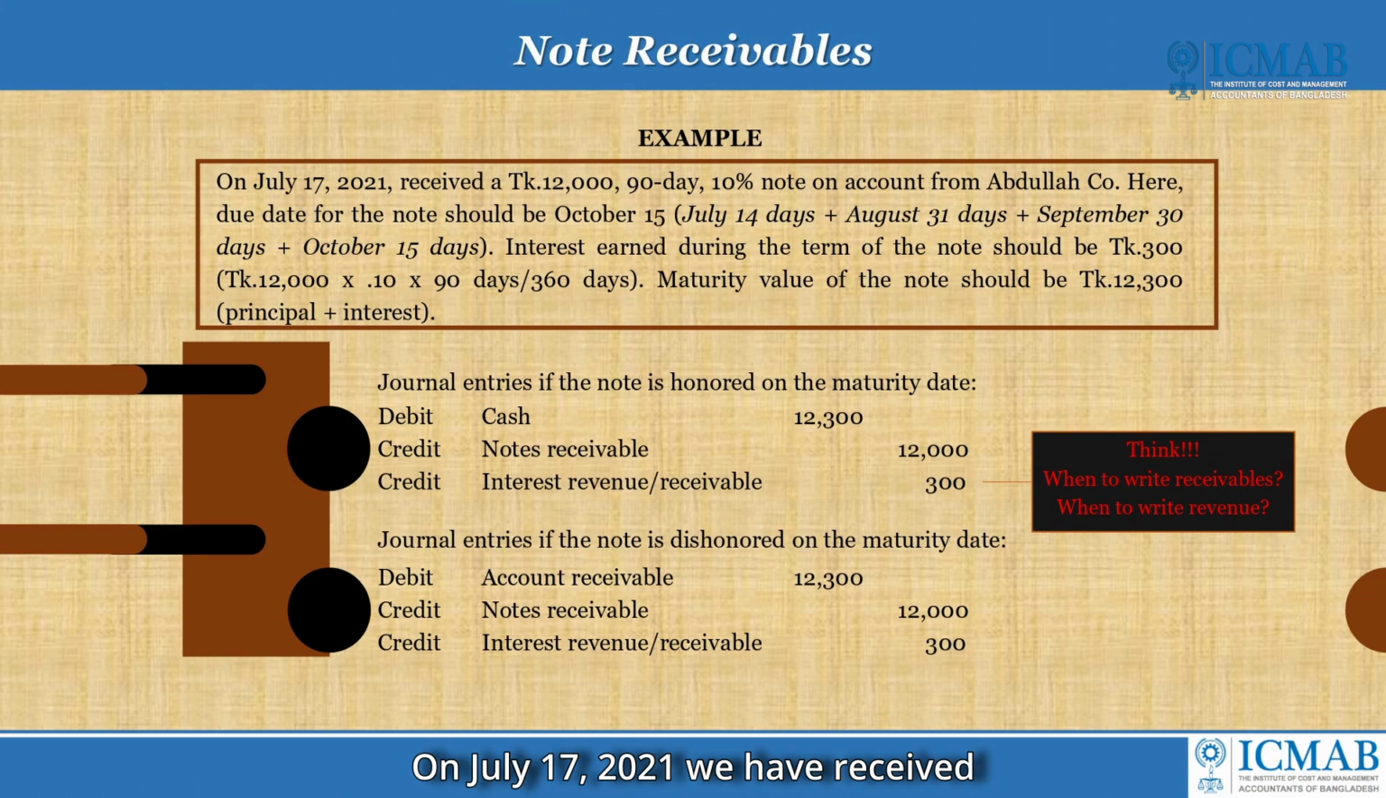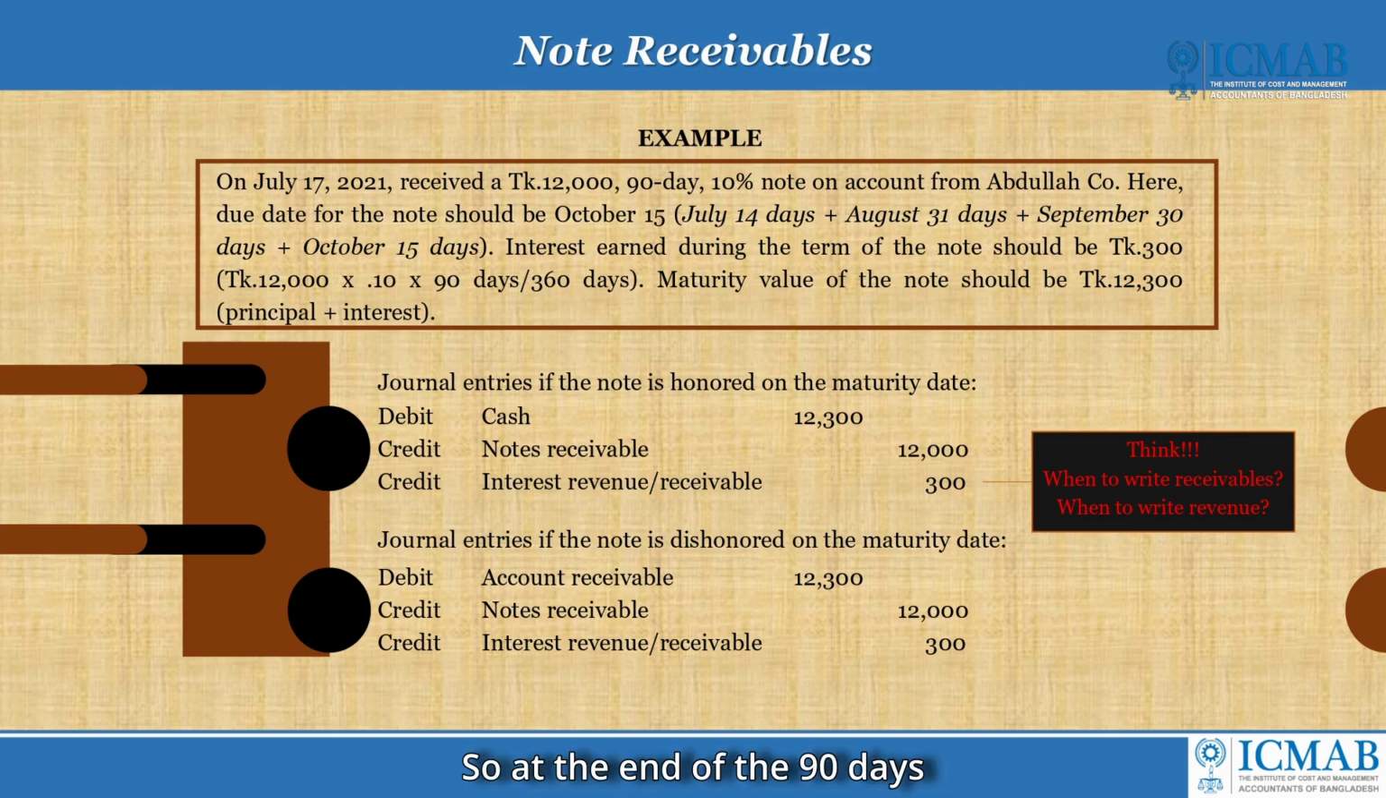Let's discuss an example. On July 17, 2021, you have received a taka 12,000 90-day 10% note on account from Abdullah Company. Here, the due date for the note should be October 15, and the interest earned during the term of the note should be taka 300, and 300 can be calculated like 12,000 into 10% into 90 days divided by 360 days. And the maturity value of the note should be 12,000 plus 300, total 12,300.